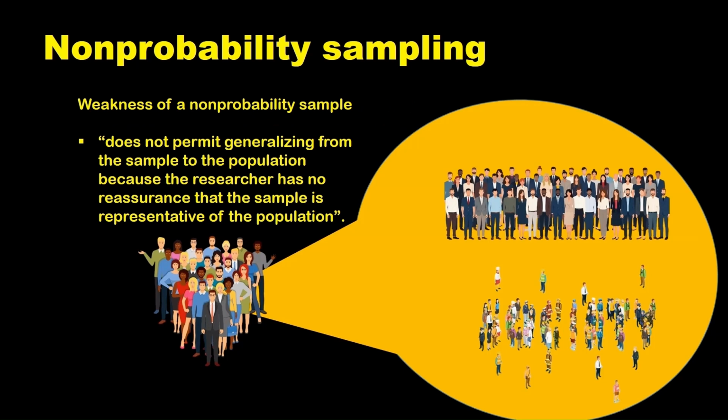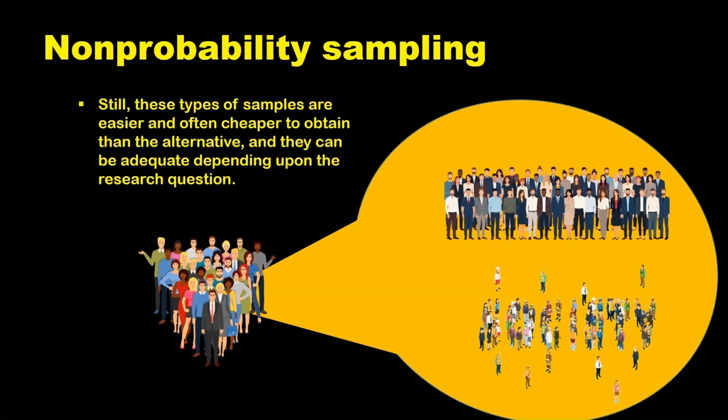The weakness of a non-probability sample is that it does not permit generalizing from the sample to the population because the researcher has no reassurance that the sample is representative of the population. Still, these types of samples are easier and often cheaper to obtain than the alternative, and they can be adequate depending upon the research question.